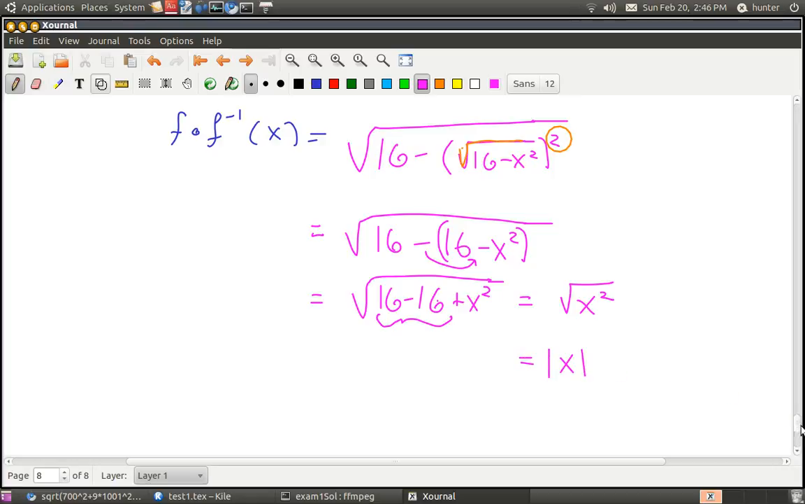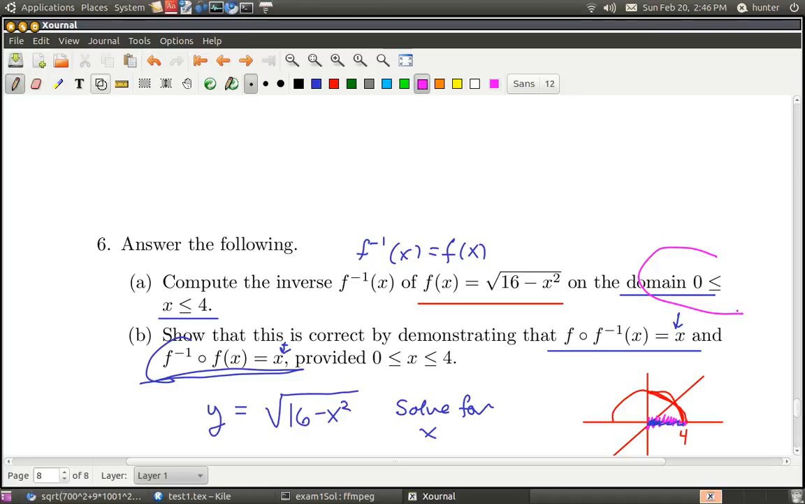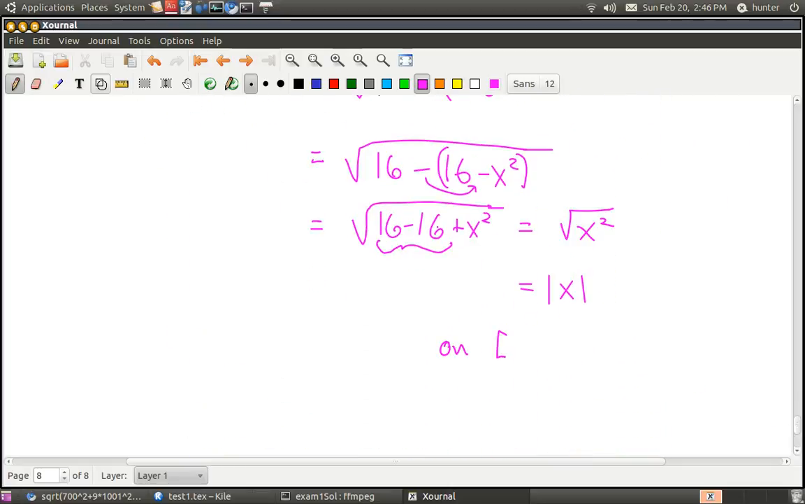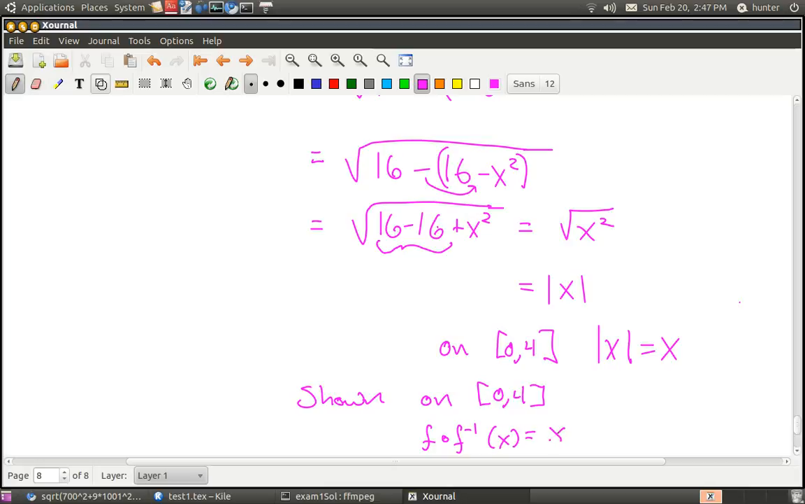Okay, but again, I have to appeal to the fact that we're just looking at this domain from 0 to 4, so x is positive that whole time, right? So on that domain, so on 0 to 4, the absolute value of x is just x because it's already positive. And so we've shown that on the domain 0 to 4, f composed with f inverse of x is equal to x. Right? So actually the absolute value came out, but on this domain it's the same thing as x.